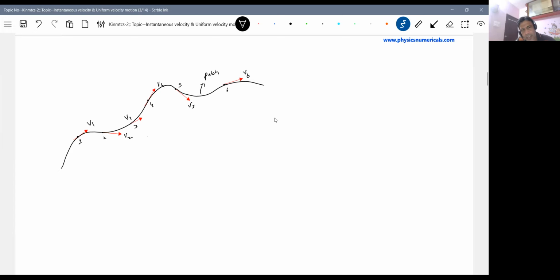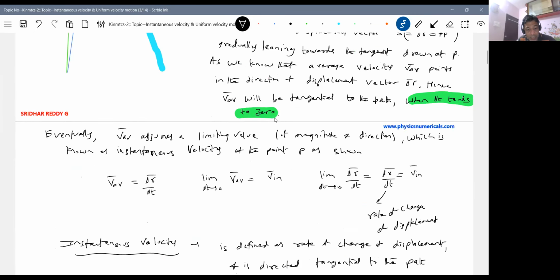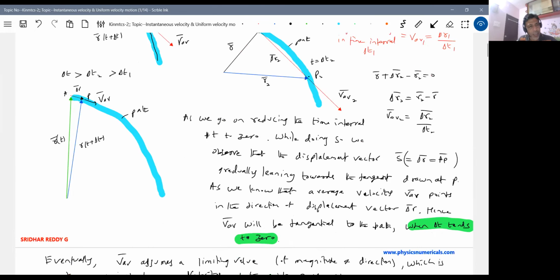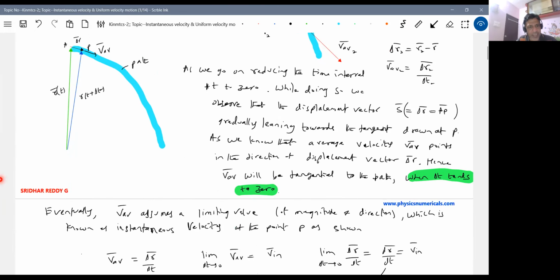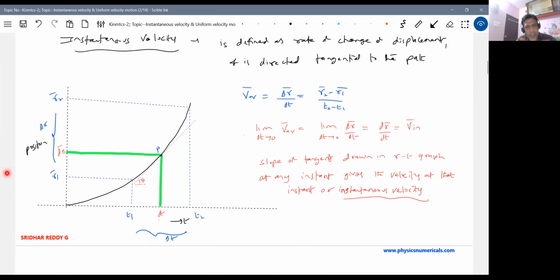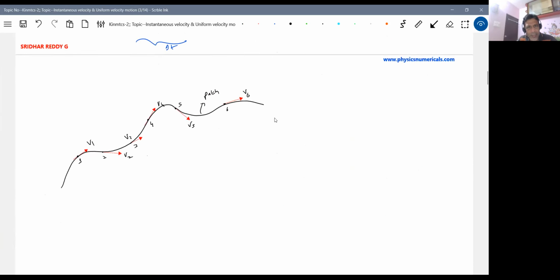So if you draw a tangent, how will the instantaneous velocity be directed? Along the path. Why it should be along the path, I'll give the explanation. This is very important. I'm stressing many things. So how to calculate it? Mathematically, I have a formula, dr bar by dt. There's one very important conclusion I'm making: instantaneous velocity or speed will be the same if the particle moves along a straight line.